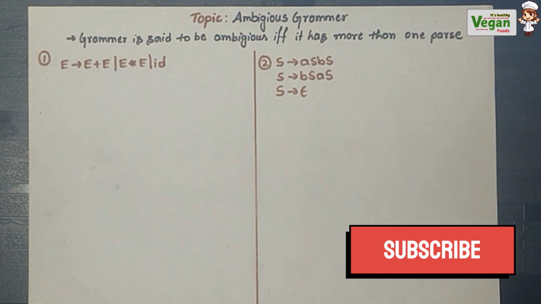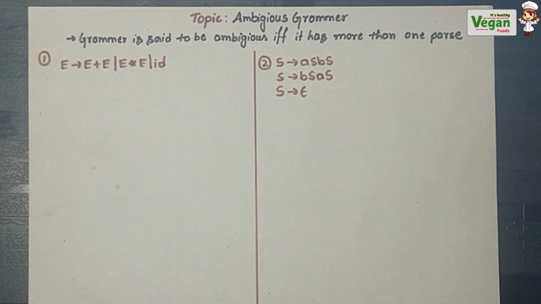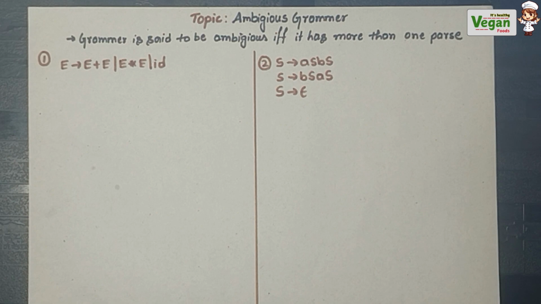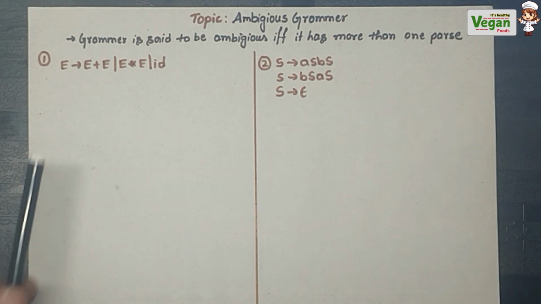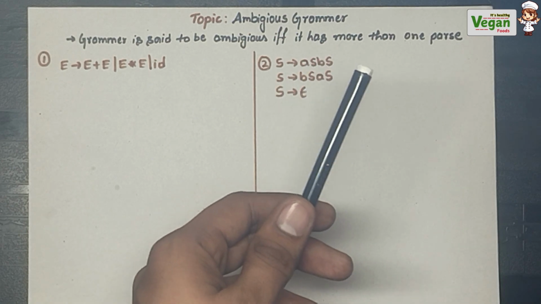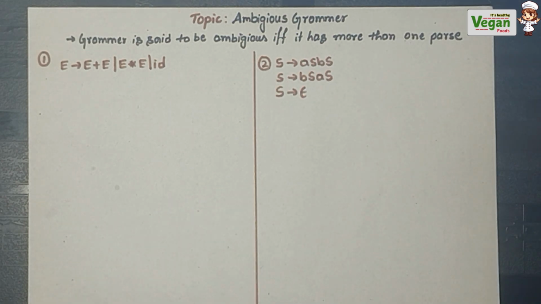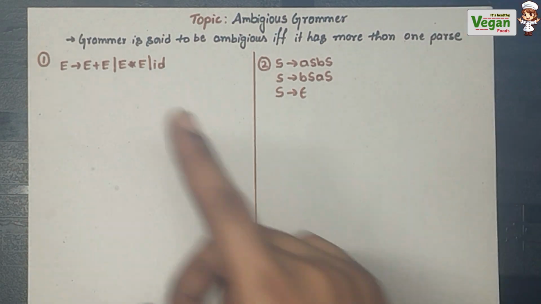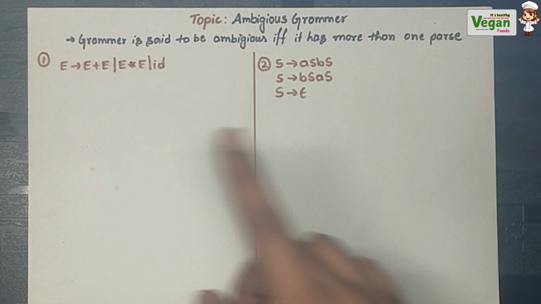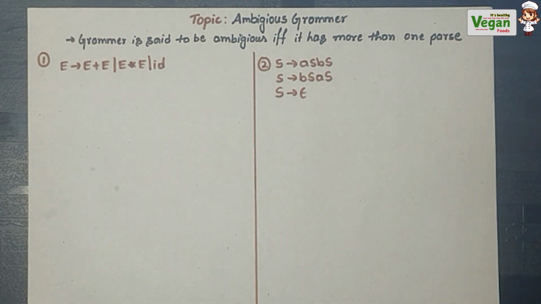In compiler design, and also in theory of computation, it is the same ambiguous grammar concept. So what is ambiguous grammar? A grammar is said to be ambiguous if it has more than one parse tree. They have given two questions, let's solve them. If we construct more than one parse tree, that is, if we even construct two parse trees for the given question, then we can call the given grammar an ambiguous grammar.